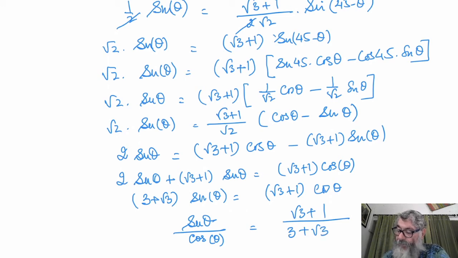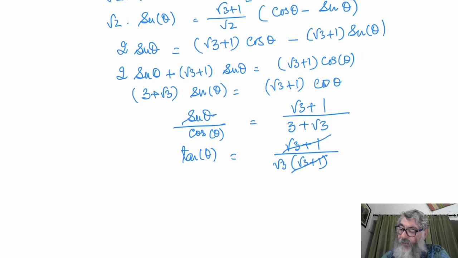Okay, so tan theta, what am I going to do? In root 3 plus 1, I can take root 3 common, so it will be left with root 3 plus 1. Root 3 plus 1 and root 3 plus 1 will cancel. Tan theta will come out to be 1 upon root 3, which is tan 30. So theta will come out to be 30 degree.